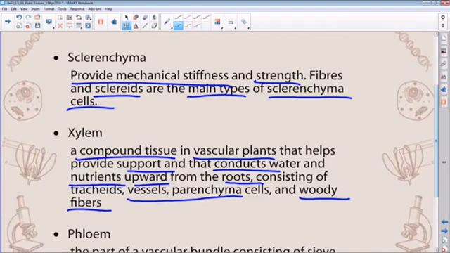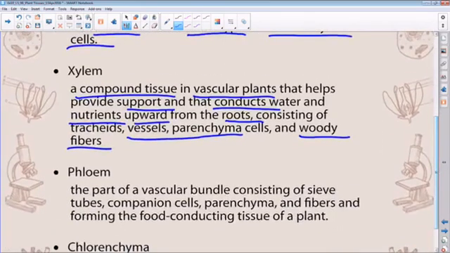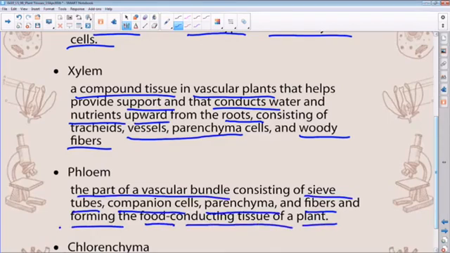Right, next one, your phloem tissue. Okay, your phloem tissue is food. Okay, and here it is, the part of a vascular bundle, remember, which means it's got to be in a vascular plant. Okay, consisting of sieve tubes, companion cells, parenchyma, and fibers, and forming food-conducting tissue for plants. In other words, these guys, you've got your sieve tubes in it, okay?